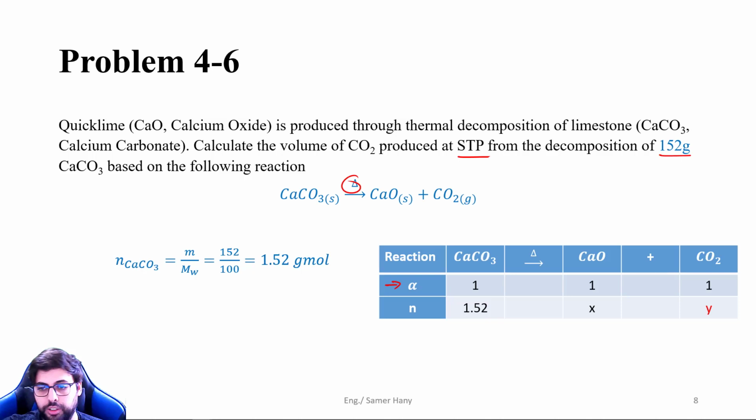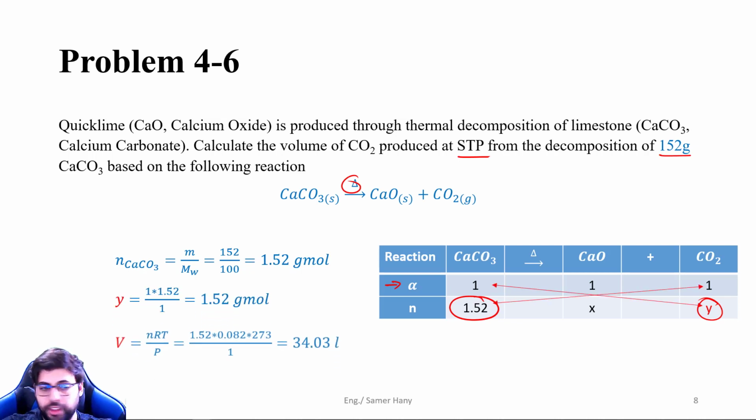So if we initially have 1.5 moles of calcium carbonate in the system, this means that we will get 1.5 moles as well of carbon dioxide when this is completely reacted or completely decomposed. And to get the volume, we can just use the ideal gas law to get the volume of this carbon dioxide at STP. All right, so that's all we need to do when taking chemical reactions into account.